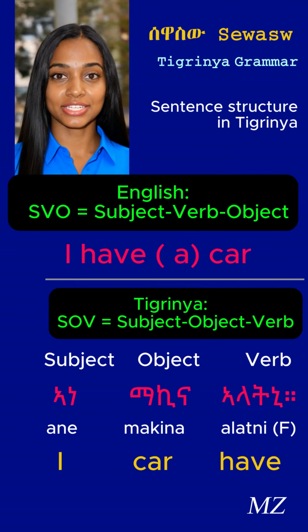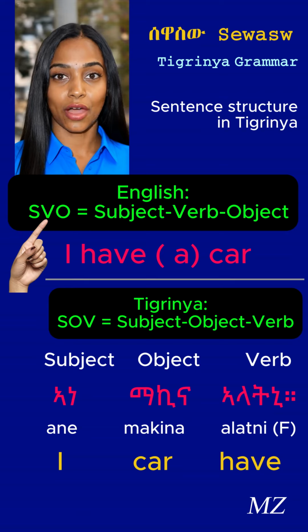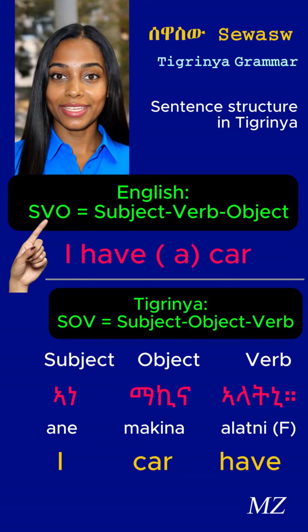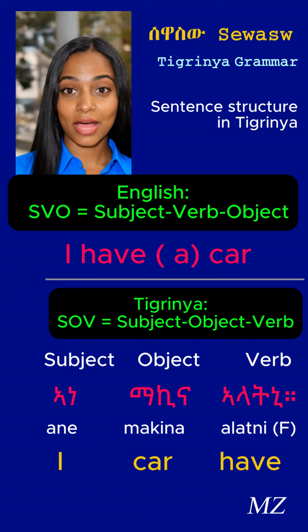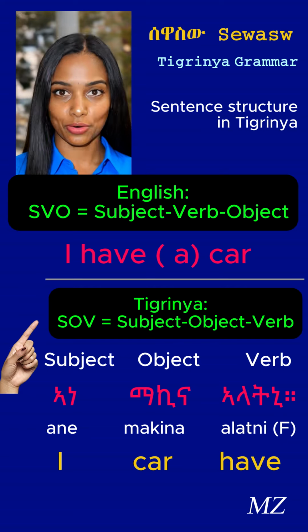Grammar: sentence structure in Tigrinya. In English, a sentence is formed as follows. The subject comes first, then the verb, predicate, and finally the object. In Tigrinya, however, the subject comes first, followed by the object, and then the verb.